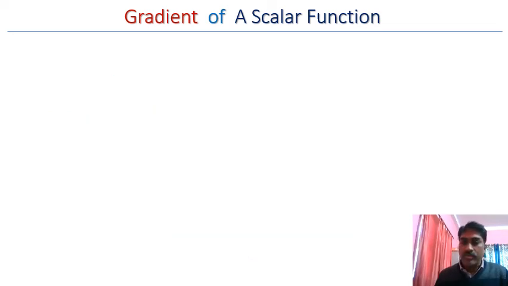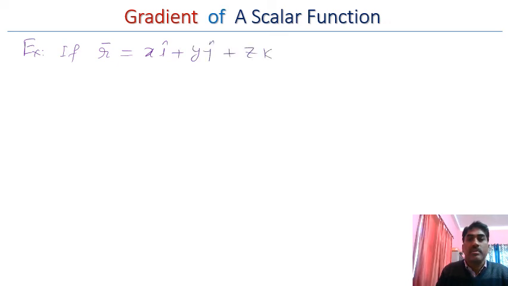And take a final question of gradient. Example: if vector r is given as xi + yj + zk, find the gradient of r to the power n. Mind that in r to the power n, this r is the magnitude of vector r. So we will find this, and we will use some formula that we remembered in the first lecture.